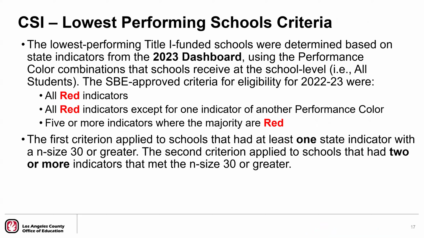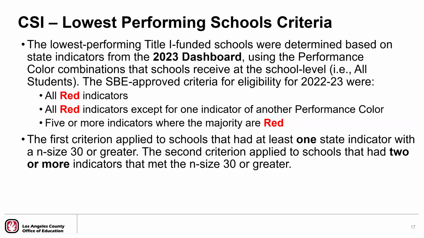The initial identification for CSI lowest performing schools is important because it also applies to ATSI and TSI. On the 2023 dashboard, the original determination was based on 3 different criteria. The first one is all red indicators. We're going to give samples of these in just a minute so you can see what this looks like. If your school had all red indicators at the all students level, you would have been eligible for CSI lowest performing. The next criterion was all red indicators except for 1. The final one was any school that had 5 or more indicators where the majority of the indicators were red.